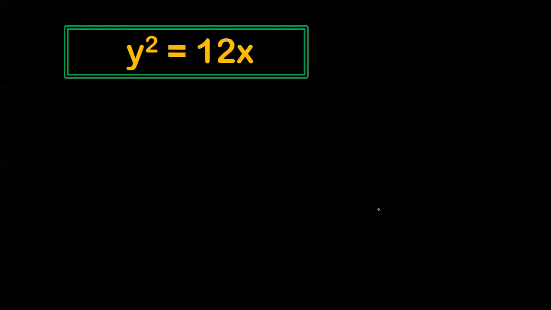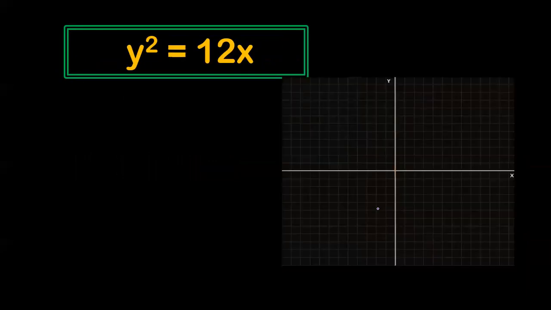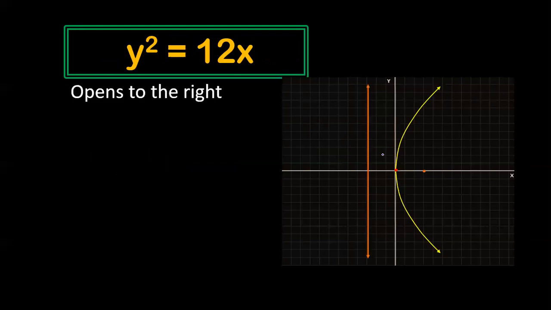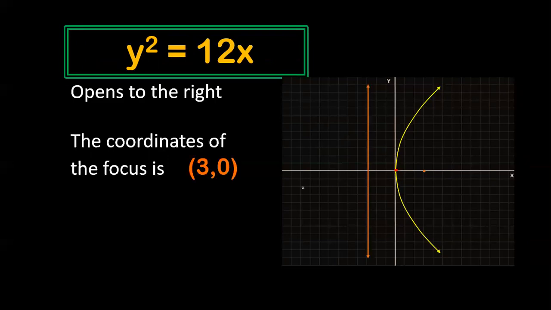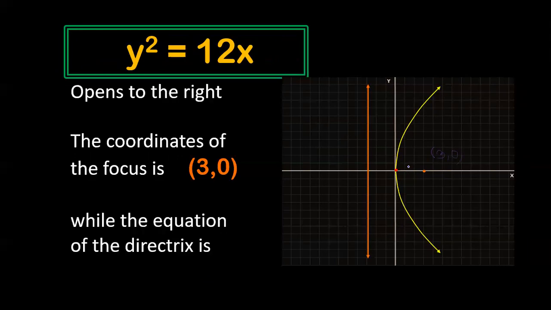So example, you have y squared is equal to 12x. So your parabola opens to the right. Since 12 divided by 4 is 3, the coordinates of the focus is at (3, 0). And your directrix will have an equation x is equal to negative 3.